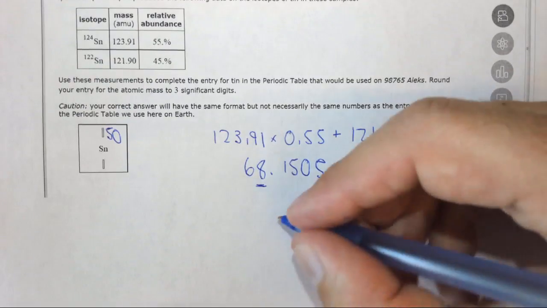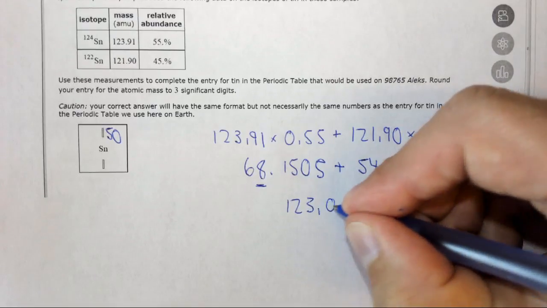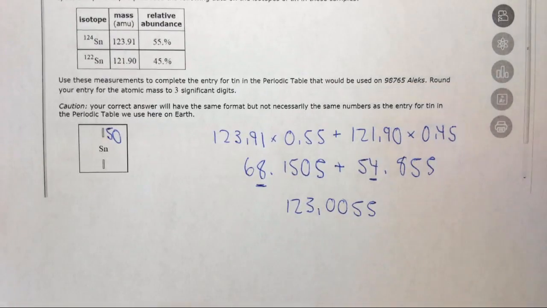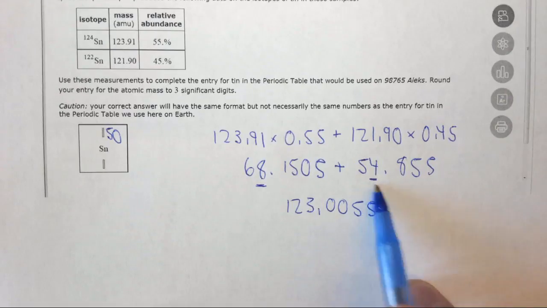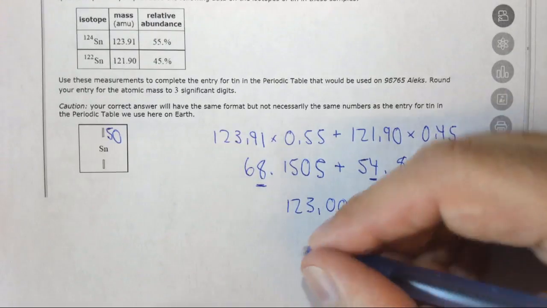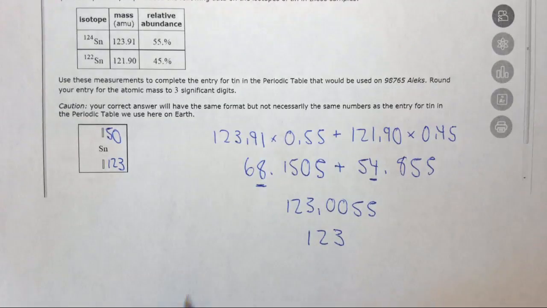When you add these together, you get 123.0055 as a number. In this case, we added. So this has 0 decimal places, and this has 0 decimal places. So our answer should have 0 decimal places. So the best answer here is 123. So we should put 123 for the average atomic mass.